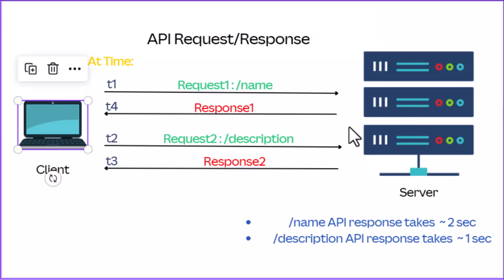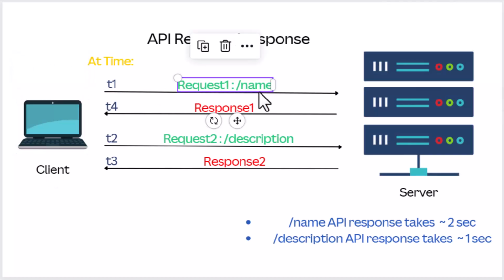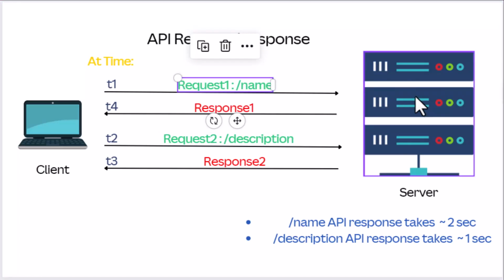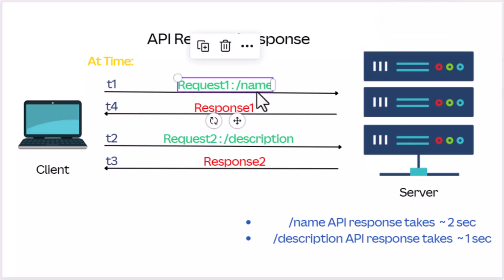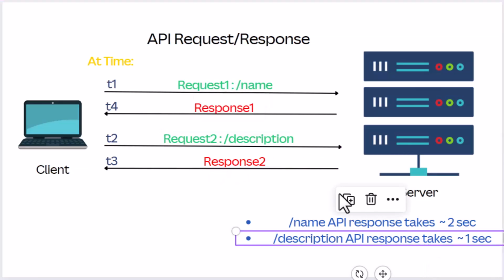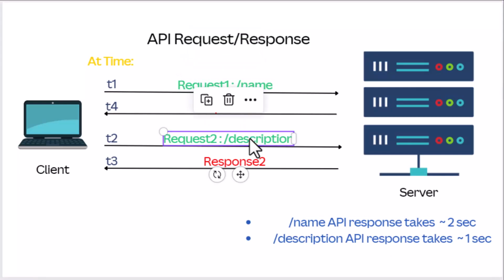Over here we have the client and the server, and we are going to make some API calls. One API call is /name and another is /description. Now at the server, the processing time for the /name API will be almost 2 seconds, and the processing time for the /description API will be around 1 second. And we are going to fire the /name API first and then the /description API.